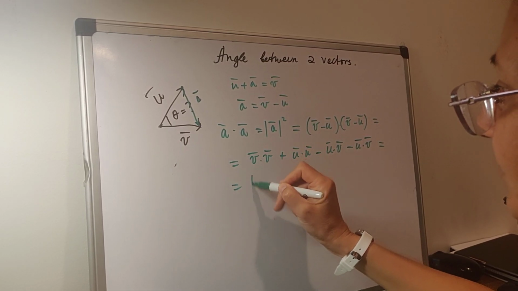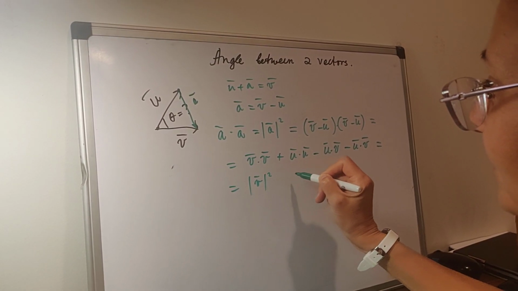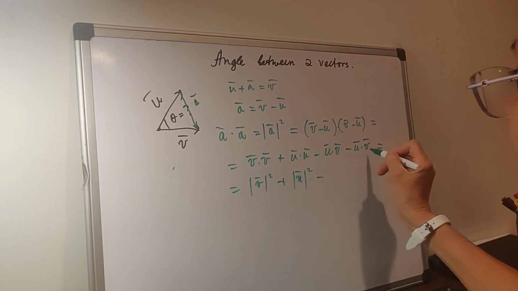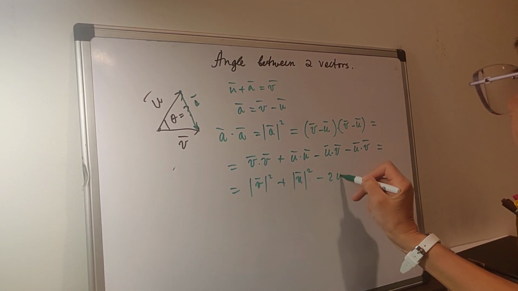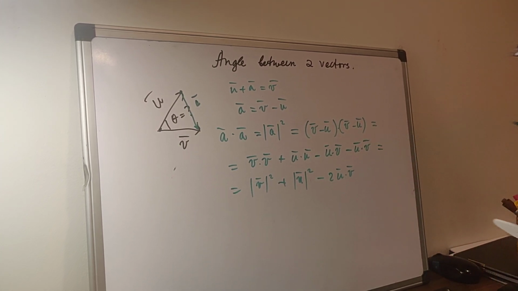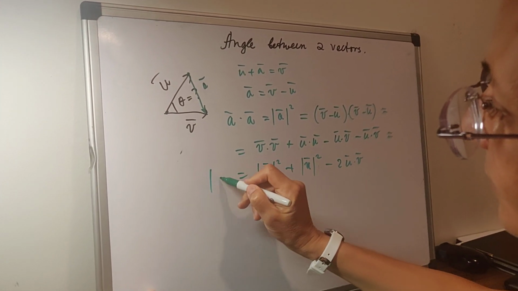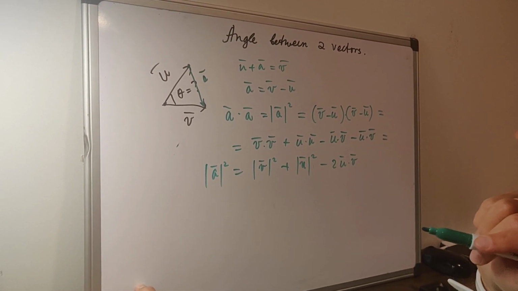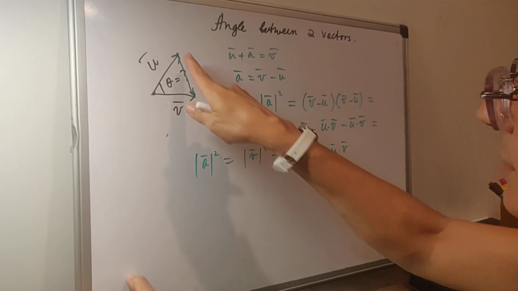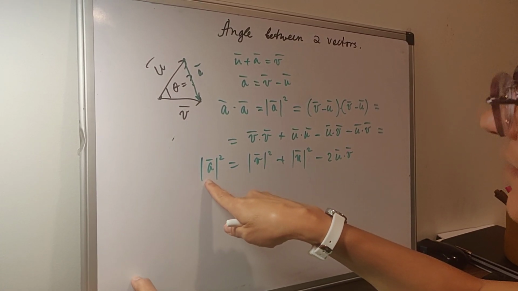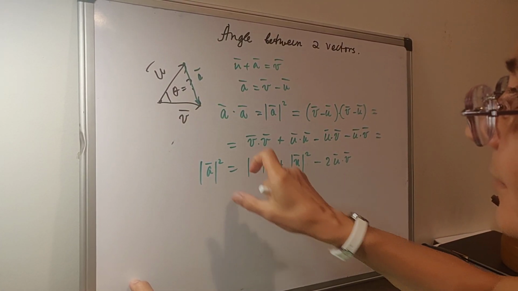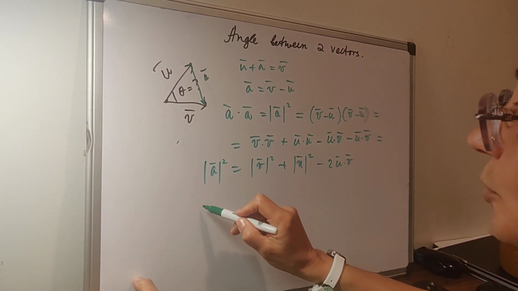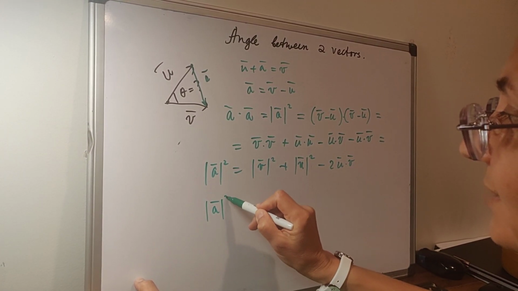Well, what I have over here is the length of vector v squared, the length of vector u squared, and these are two vectors u, v, which is just a dot product. And that equals the length of vector a squared. Does it remind you of something when you look at this triangle? The square of this side, the square of this side, the square of this side. It's supposed to remind you exactly of the law of cosines, which looks like this.